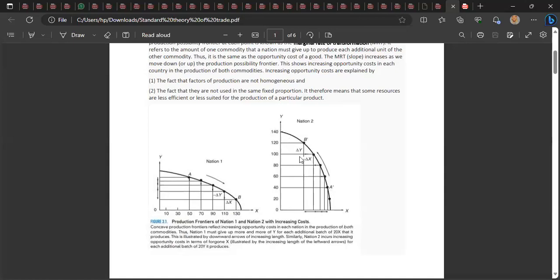So just by looking at this here, you can already see that nation 2 is more efficient in the production of Y than X, right? And then nation 1 is more efficient in the production of X than Y. Just by looking at the shape of the PPF curve, it basically means that the nation has a capacity to produce more of X than of Y. So which means if that's the case, then they must be more efficient in that. So dealing with this in terms of the labor theory of value, you are basically saying the labor in nation 1 is more suited in the production of X than in the production of Y.